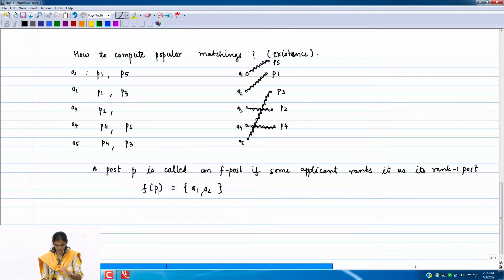So let's first ask, if I have a popular matching, can a popular matching leave an F post unmatched? That is, it is not assigned to anybody. It seems a very unreasonable thing to do, because there are people who want it as their first post. Then why should you not give it? But this kind of intuition sometimes fails us. So we should write a proper proof that every popular matching must match an F post. This is the claim that we would like to prove.